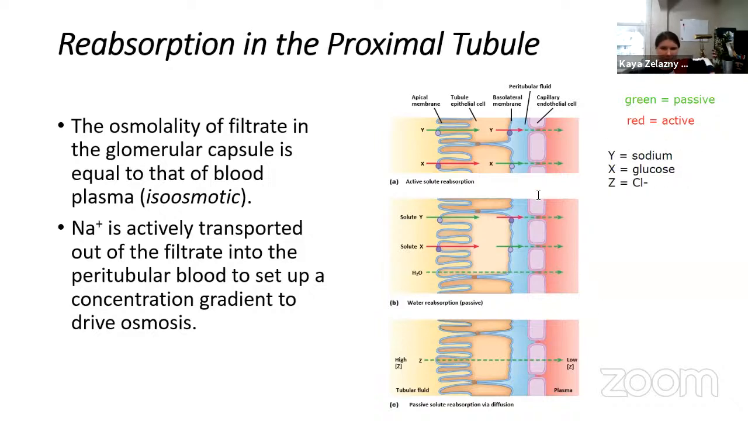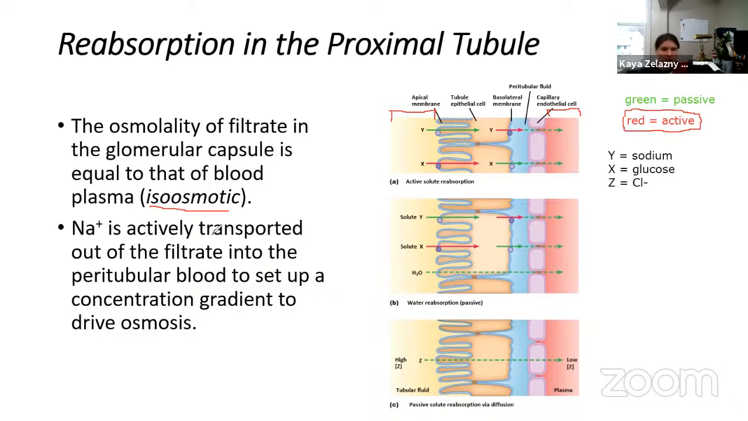Okay. And I think it's just helpful to think about that at the front, although this isn't showing you the exact type of transporter used for each. Okay. So when we are looking at our filtrate versus our plasma, when we start out, the osmolality of the filtrate is the same as that of the blood. So these are isoosmotic. So they have the same concentrations of everything in our filtrate versus in our blood. So in order to reabsorb things, we are going to need some active transport going on, because in isoosmotic situations we wouldn't expect anything to move. Things are at equilibrium.